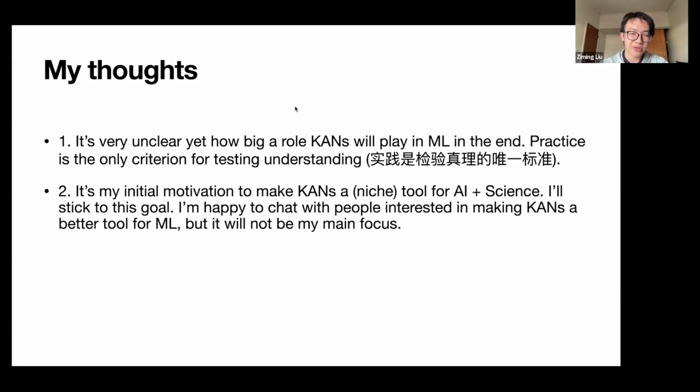My initial motivation, as I'm trained as a physicist and my research previously was basically at the intersection of AI and science, specifically physics, was to make KANs a niche tool for AI plus science, and I will still stick to this goal. Because I also feel like if I want to do machine learning, I do not have any competitive edge compared to other people who can write out those efficient KANs, Fourier KAN, KAN GPT within just 1 day or 2.